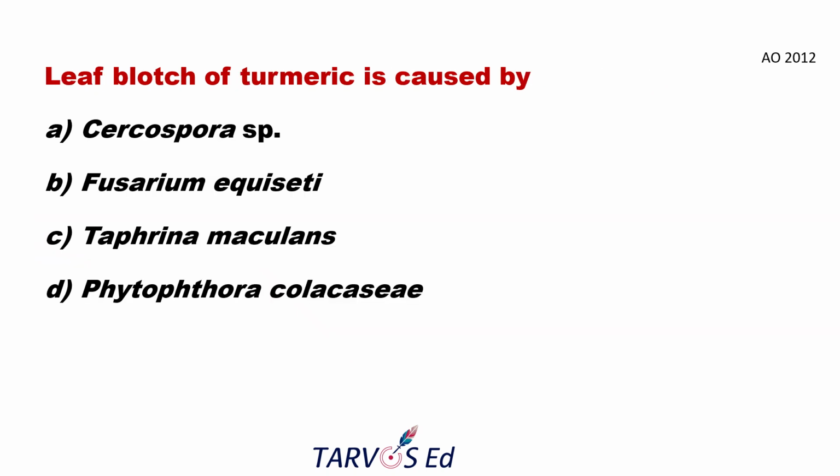Now, leaf blotch of turmeric is caused by... They have asked about the disease, and we have to choose its scientific name. So, leaf blotch of turmeric is caused by Taphrina maculans. One more question you might have heard: Taphrina deformans, which causes peach leaf curl. So, one more disease also you are learning now. Leaf blotch of turmeric is caused by Taphrina maculans.